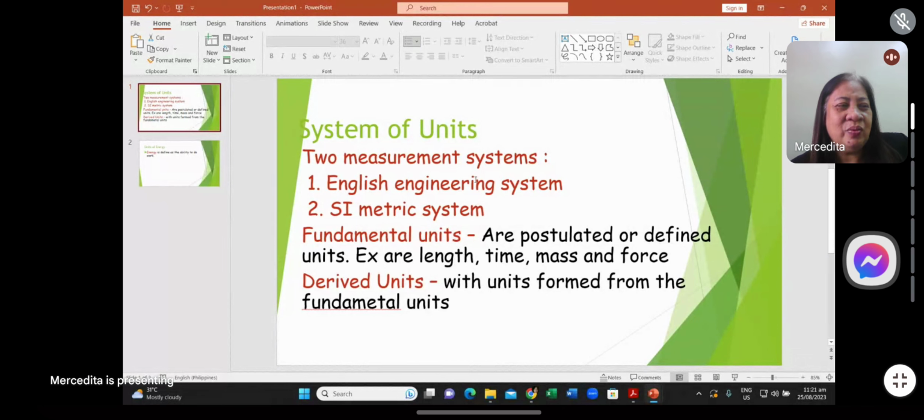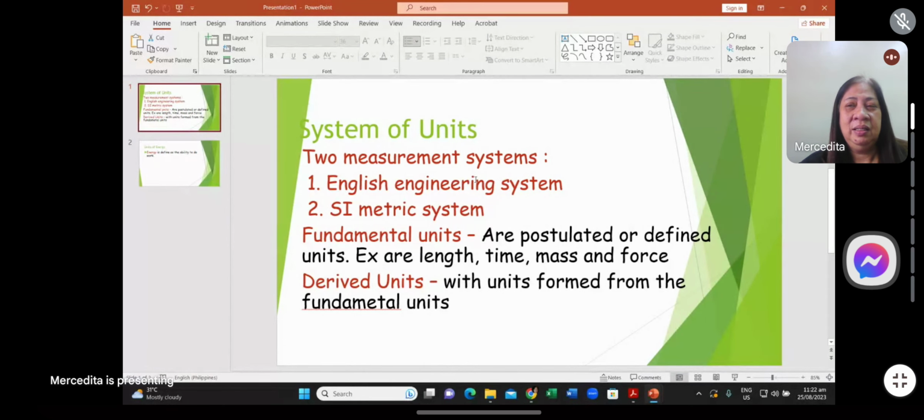Bago tayo mag-start with thermodynamics, although thermodynamics din ito, mag-elementary muna tayo, the system of units. There are two measurement systems, the English engineering system, or we all usually use it as English system, and the SI or the metric system. So, English or metric system, ano din siya. Okay? So, we have here the fundamental units are postulated or defined units.